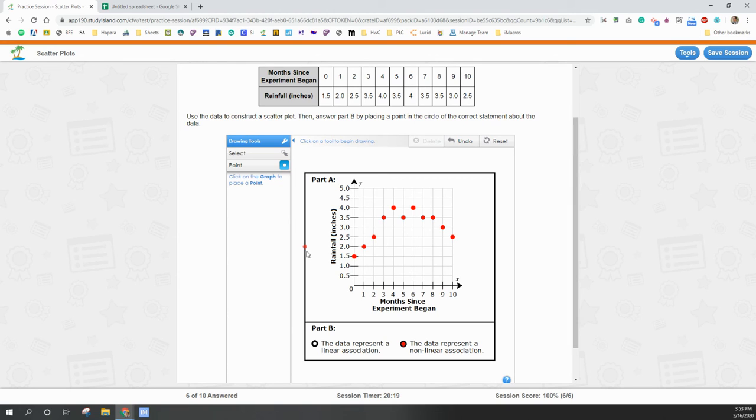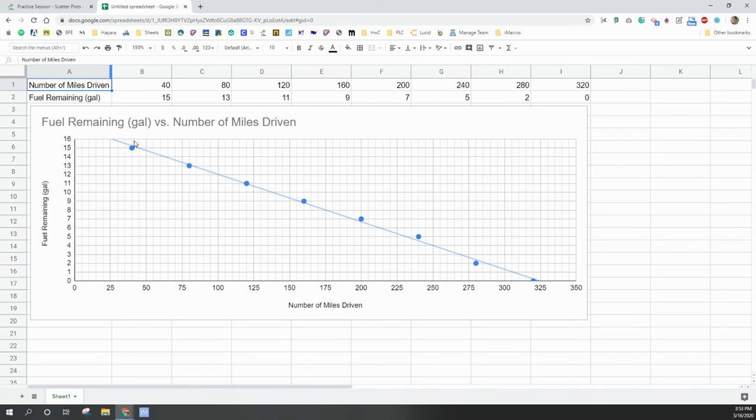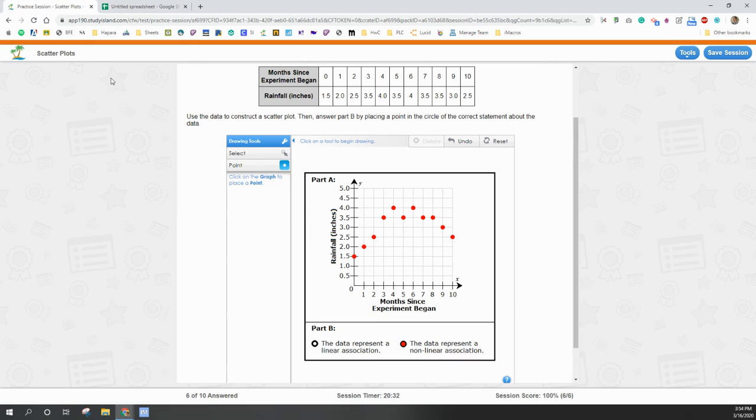Linear association is one where you could draw a line and it essentially would go through it. Like this is a linear association from a previous problem, because we could draw a line that doesn't fit the points exactly, but it models it fairly accurately. If we were to do that on this scatter plot, there's no way we could draw a straight line that represents it accurately.